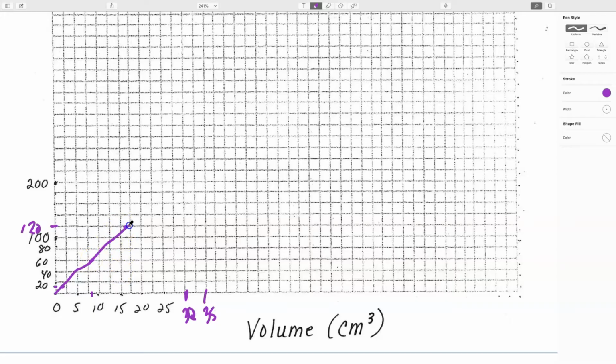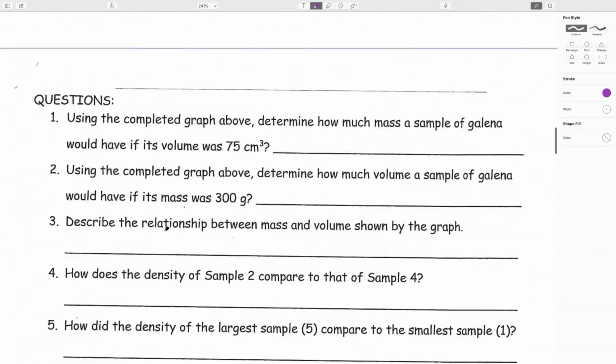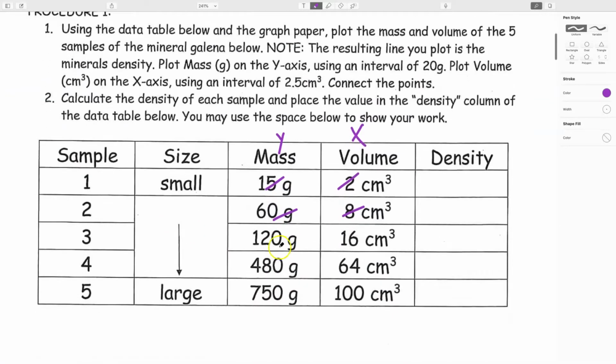Now, that's 3 example points for you. You should be going back to your data at this point and continuing to plot your 4th and 5th sample. Once you're done with that, that's procedure 1. Procedure 2 here asks you to calculate the density for each sample. This is no trick. If you do mass divided by volume, which is how we do density, each one of these is going to come out to being the same exact density.